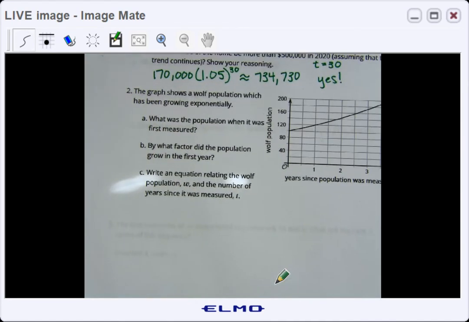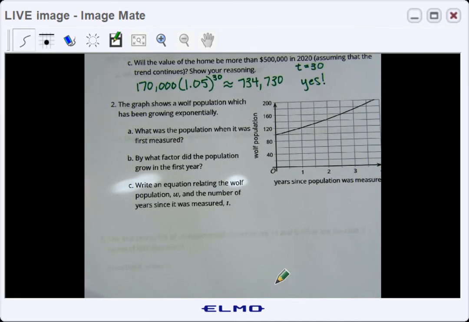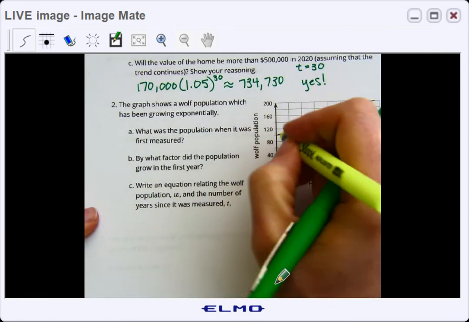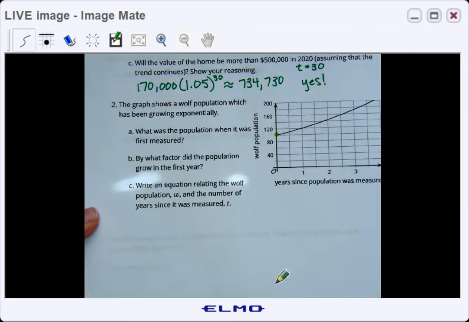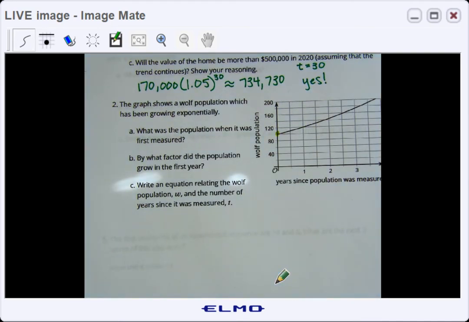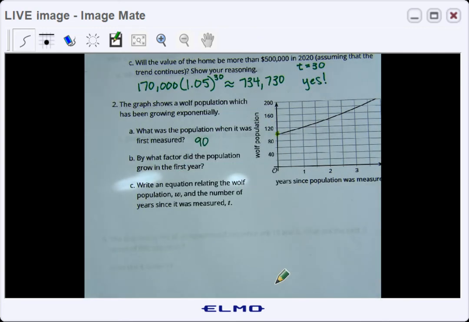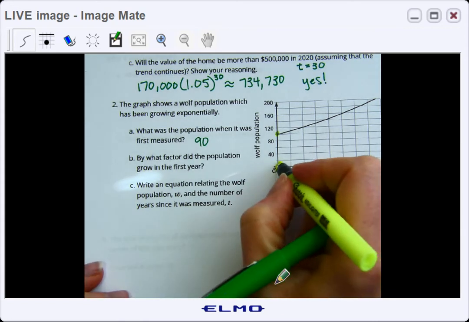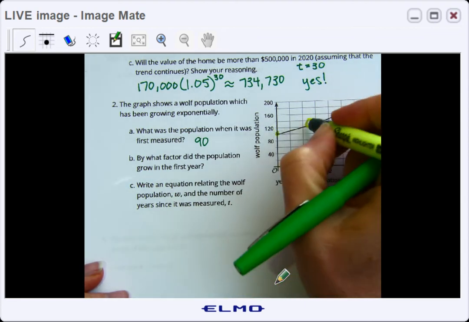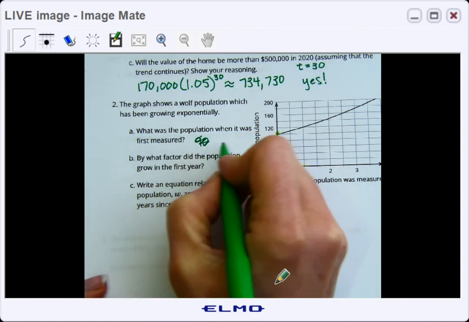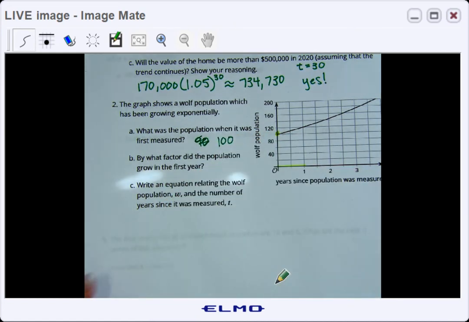All right, number 2. The graph shows a wolf population which has been growing exponentially. What was the population when it was first measured? Well, that's going to be right here on the y-axis. It looks like 90. By what factor did the population grow in the first year? So here's from 0 to 1, and it goes from, oh wait, that's not 90, it's 100, sorry. I was thinking it was counting by 10s, it's counting by 20s.